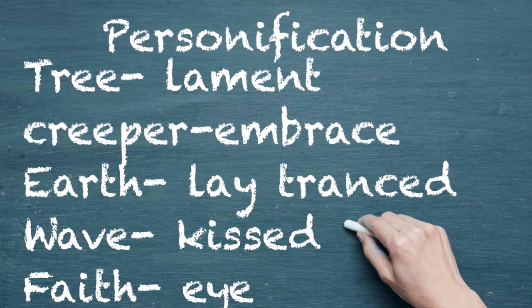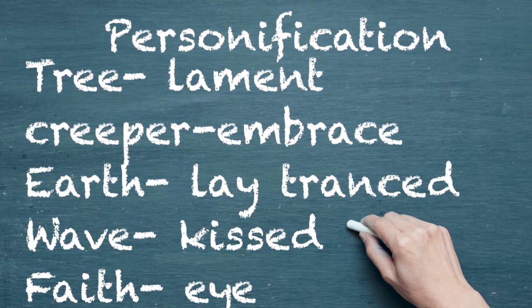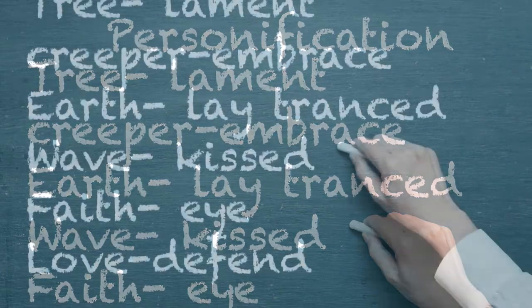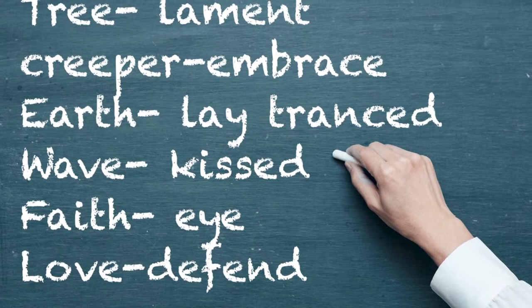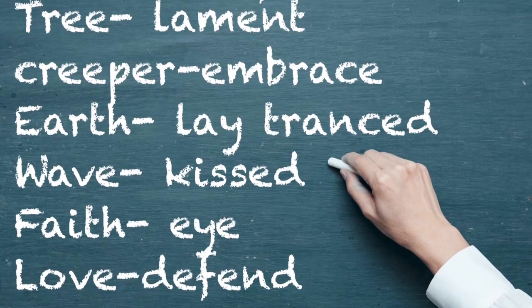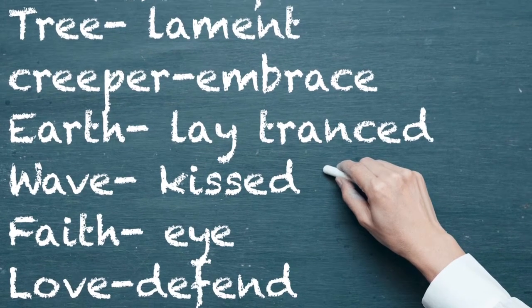The poetess is personifying waves. She says the waves kissed the shore. So she's giving human attribute again by saying the waves kissed. Now she is imagining faith as a human being. She is saying eye of faith. So faith is a human quality, but here she is imagining as if a human quality is having a human body part.